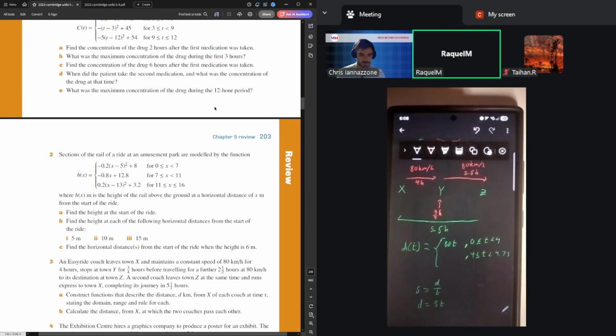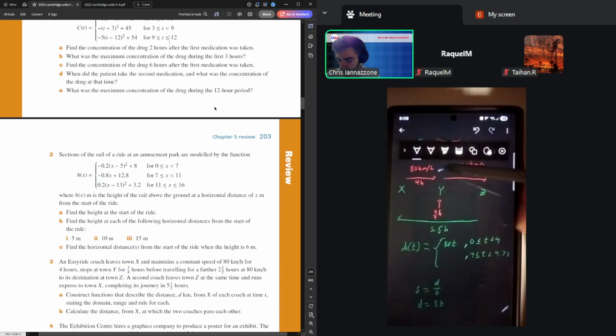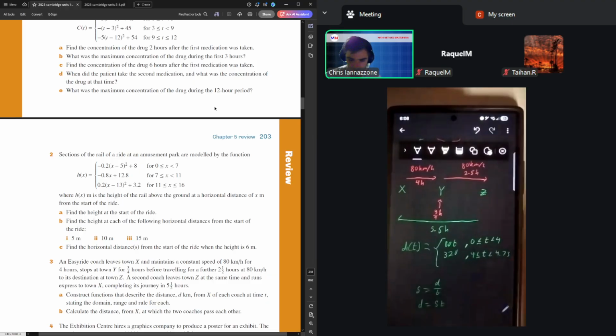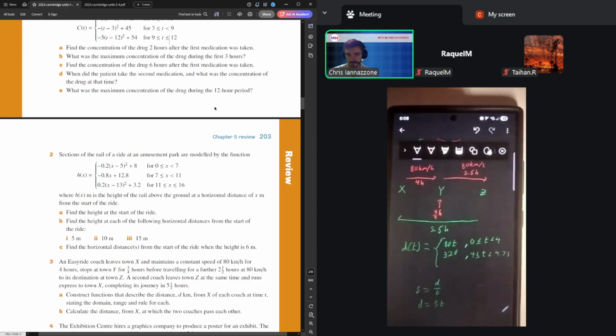Would it be 320? 320 kilometers? Yeah, exactly right. 320 because you did 80 by 4, 80 kilometers per hour for a total of 4 hours. 320, and it's a constant 320 because there's no motion happening there. We were told that it's perfectly stationary, so we have 320 without any variable associated with it.